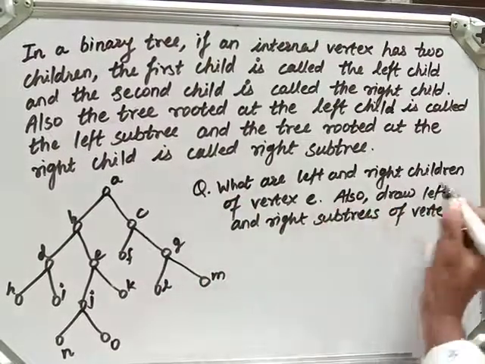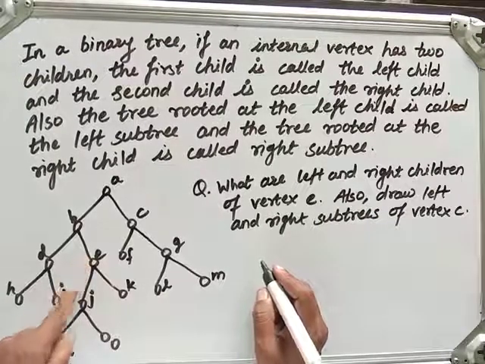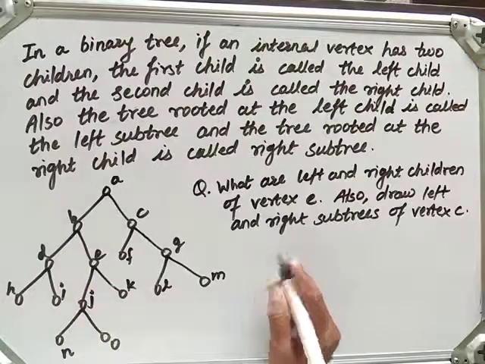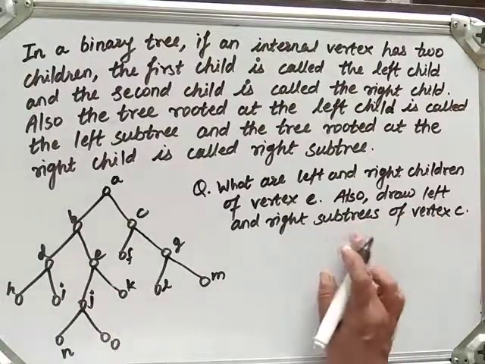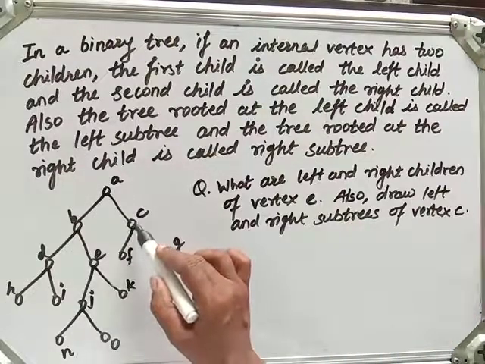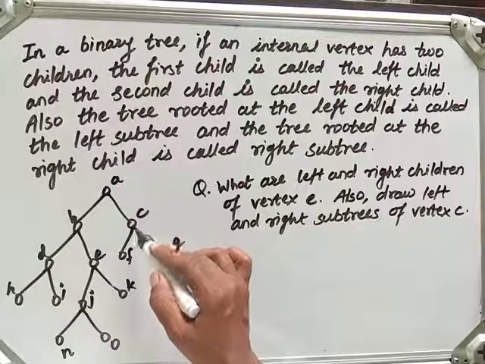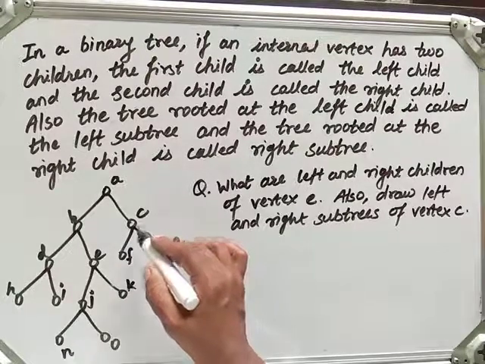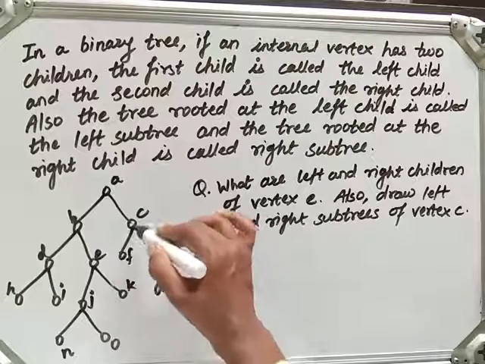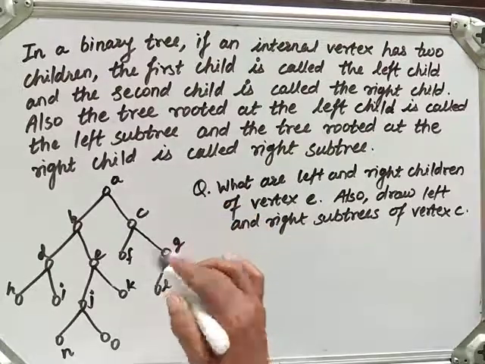So the left and right children of vertex E. This is vertex E. So the left child is nothing but J. The right child is nothing but what? K. And what about the left and right subtrees of vertex C? This is C. So the left subtree from C will be simply F, this one, and the right subtree will be this whole part, right?